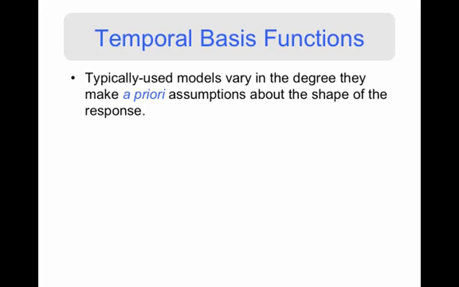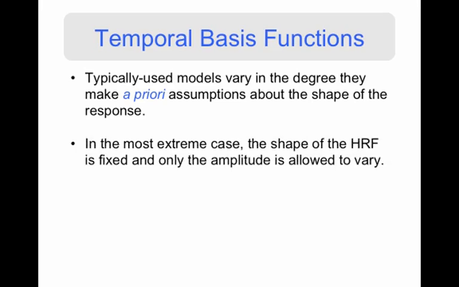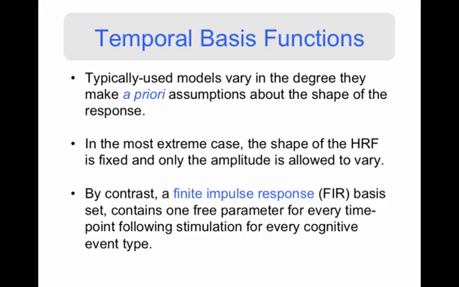So what kind of basis functions do we typically use? Well, there's a wide variety of different basis functions in use, and they vary a lot in the degree they make a priori assumptions about the shape of the response. So in the most extreme cases, the shape of the HRF is fixed and only the amplitude is allowed to vary. That's the case where we use the canonical HRF, for example. On the other hand, we could use something like a finite impulse response or FIR basis set that contains one free parameter for every time point following stimulation for every cognitive event type. Using this type of basis function, we could basically model any shape that we want.